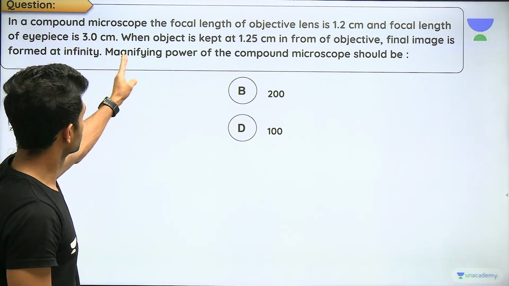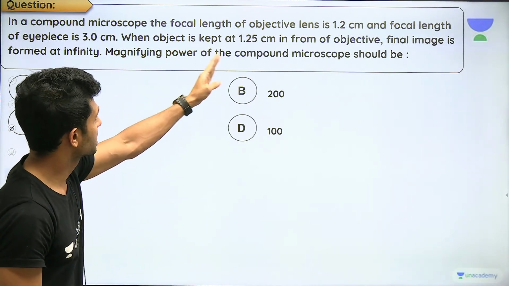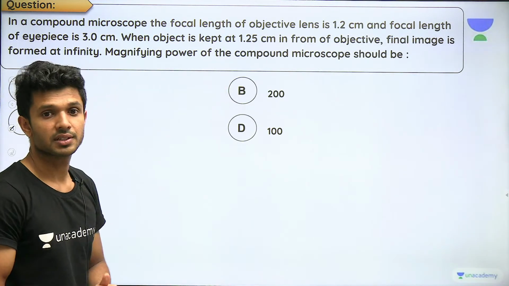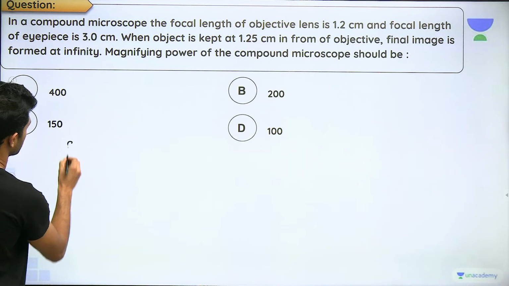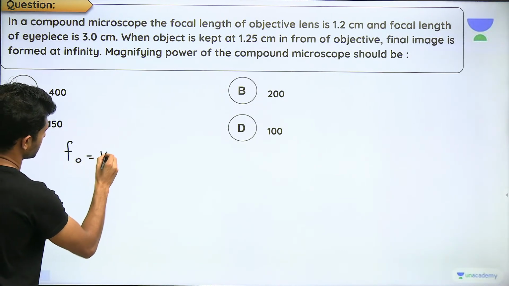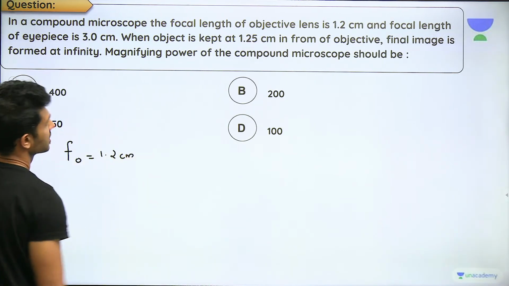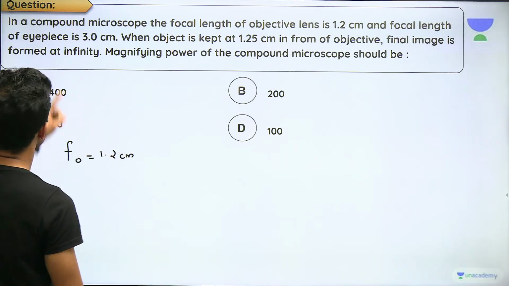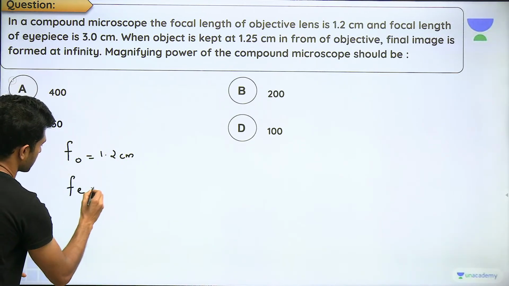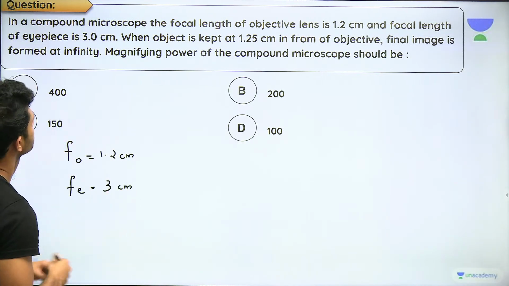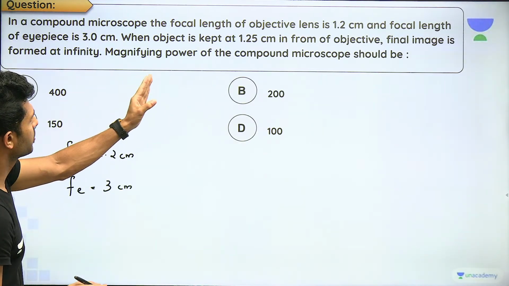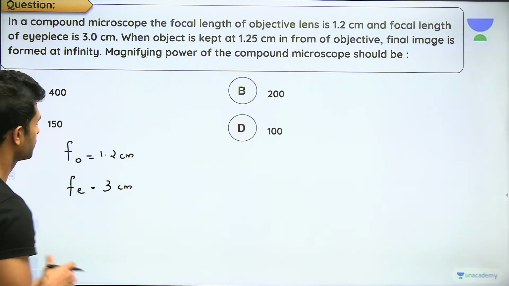In a compound microscope, the focal length of the objective lens is 1.2 centimeter. We can write here: focal length of objective is 1.2 centimeter. And focal length of eyepiece is 3 centimeters. When an object is kept at 1.25 centimeter in front of the objective.